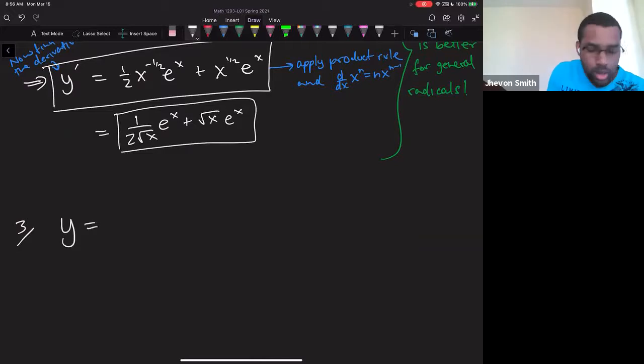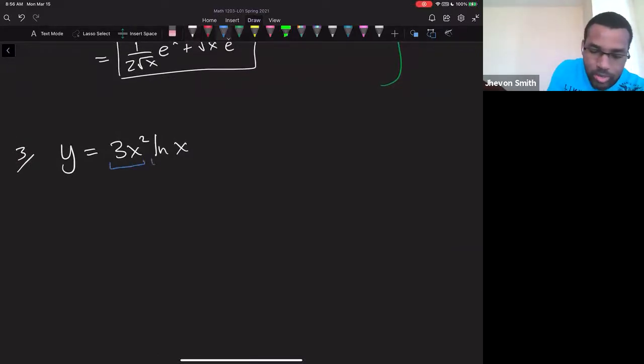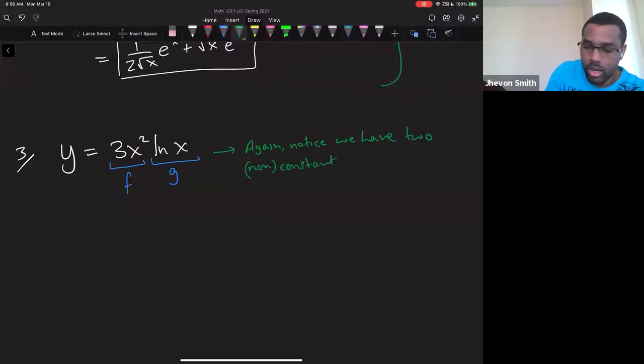y equals 3x squared ln of x. Again, product rule, right? You have two functions multiplying each other. Again, notice we have two non-constant functions multiplying each other. This means we want to use product rule.